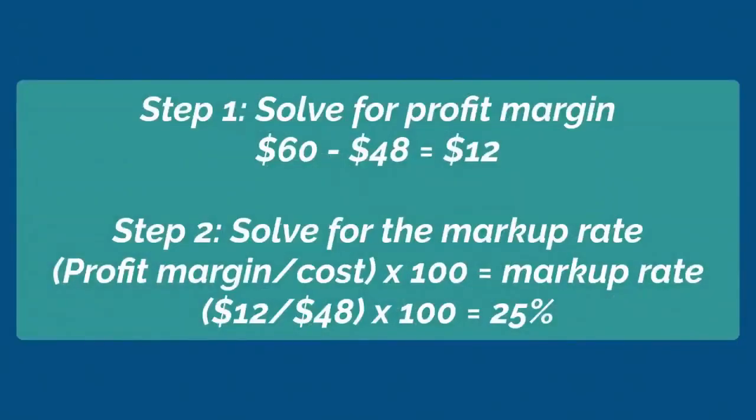So this one has a few steps. First, you want to solve for your profit margin like you did before. So $60 is what we make, but $48 is what we pay. So that leaves us with $12 of a profit margin.